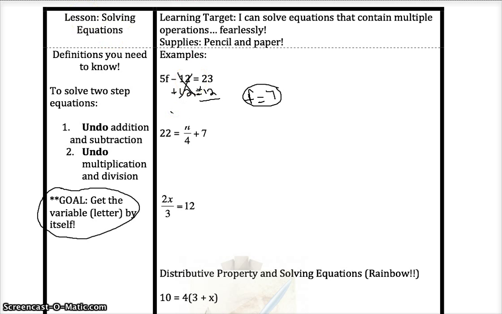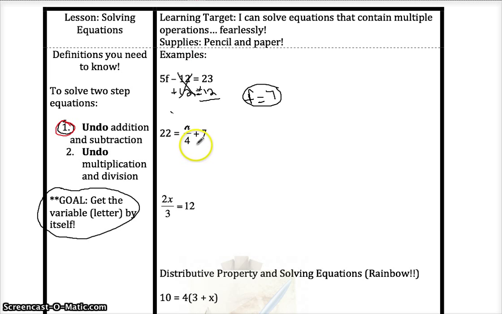And then for here, this is an n. We have 22 equals n divided by 4 plus 7. This looks like a fraction, but it's really just a division sign. So n divided by 4 plus 7. So first, we're going to undo addition and subtraction. This time I'm going to color code it in case you prefer color coding. So undoing addition and subtraction is going to be in red. So here's my addition that I need to get rid of.